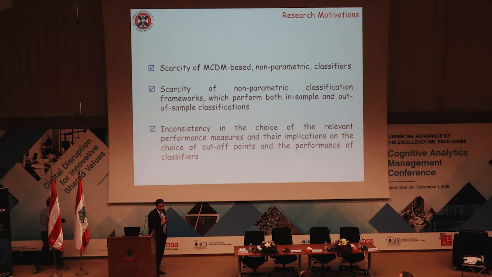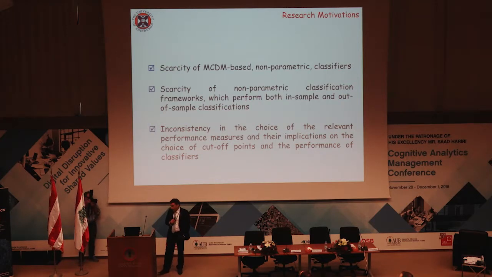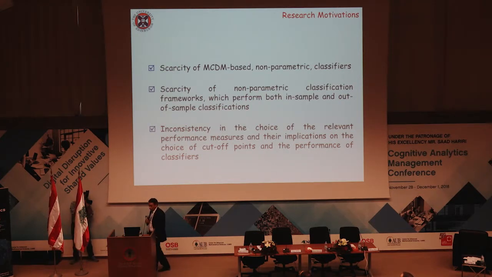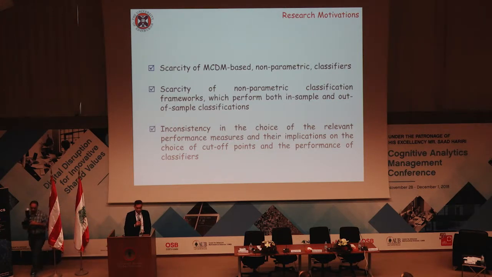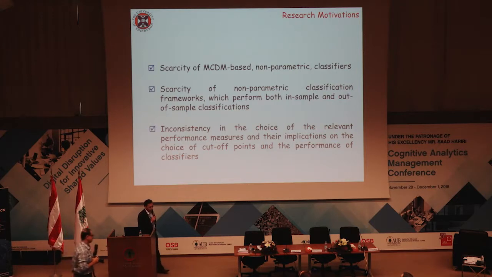Right, so in terms of research motivations, three main research motivations for me. First one is the scarcity of multi-criteria decision-making based methodologies or classifiers, which are non-parametric. The scarcity of non-parametric classification frameworks which perform both in-sample and out-of-sample classifications. And finally, the inconsistency in the choice of the relevant performance measures and their implications on the choice of cutoff points and the performance of classifiers. So let me be a little bit more specific.